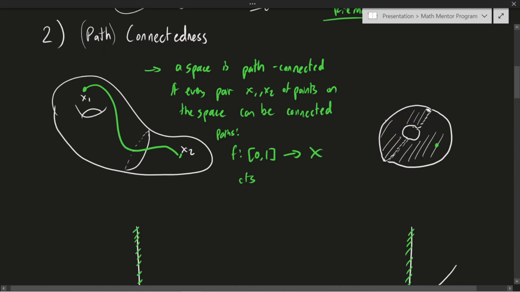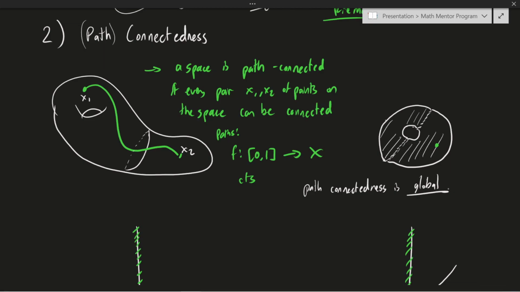So it doesn't even have to be a very big gap, but as long as the gap is there, my space is not path connected. This illustrates that path connectedness is a global property. And what that means is that I can't just zoom into my topological space here to determine whether or not it's connected or not. I have to actually be able to look at the whole big picture.